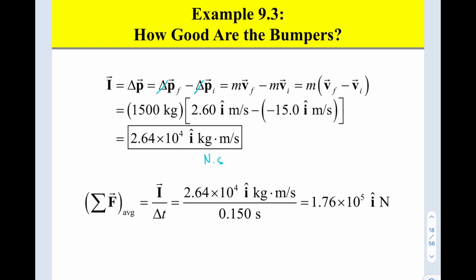Okay, so to calculate the average force involved in the case, it is equivalent to I over delta t. This is coming from impulse being defined as F average times delta t. So rearrange the equation, because our interest is to figure out the F average. You will get 1.76 times 10 to the power of 5 i Newton.